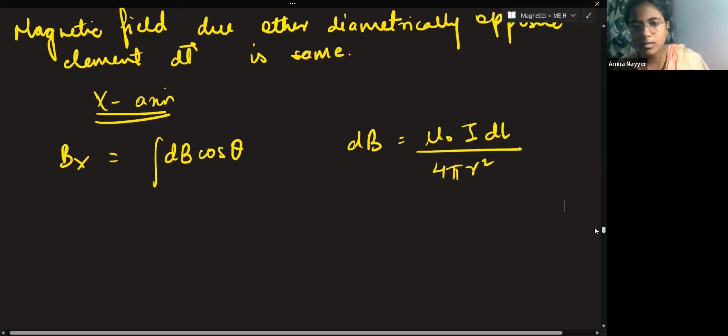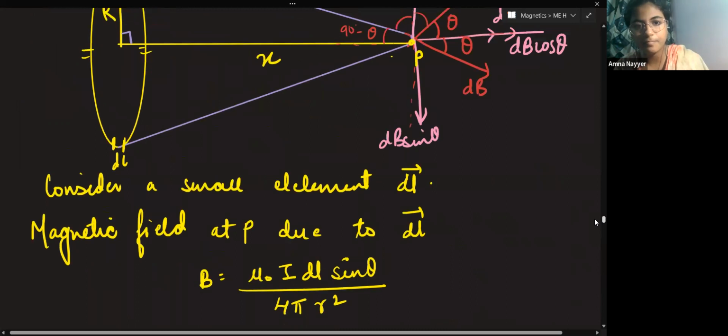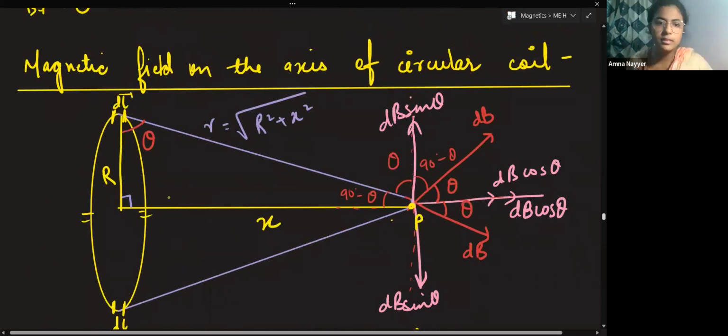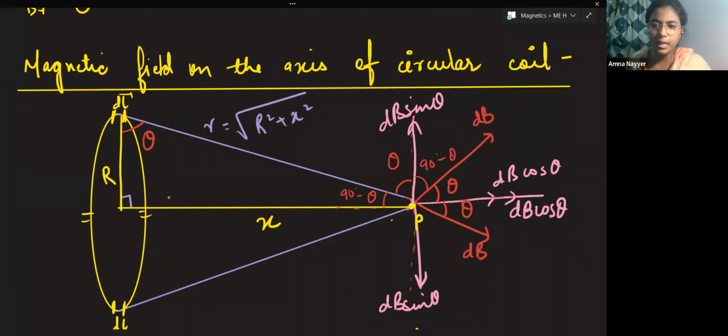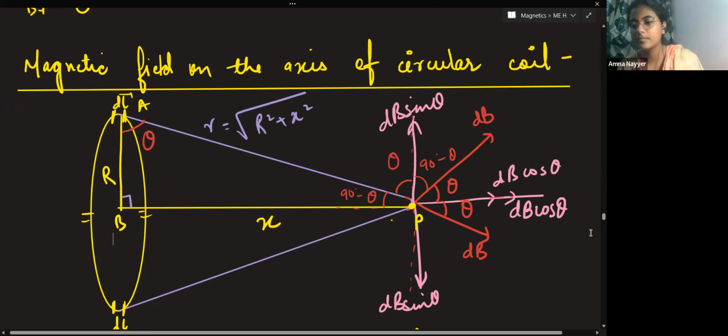Now cos theta. Look at this. This is, let's say, point P. This is A. This is B. If you look at this triangle PAB, what is the value of cos theta? See, this is theta. So this becomes the base, right? And this is the hypotenuse and this is the perpendicular. So cos theta is what?